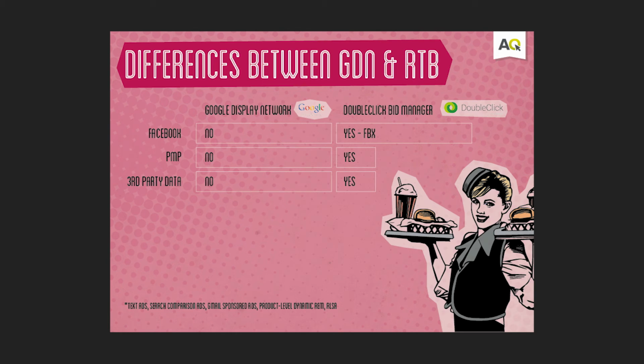You can't target Facebook on the Google Display Network. On DoubleClick Bid Manager, you can target Facebook through FBX. This is, however, going to change in August and September when Facebook is closing down FBX.